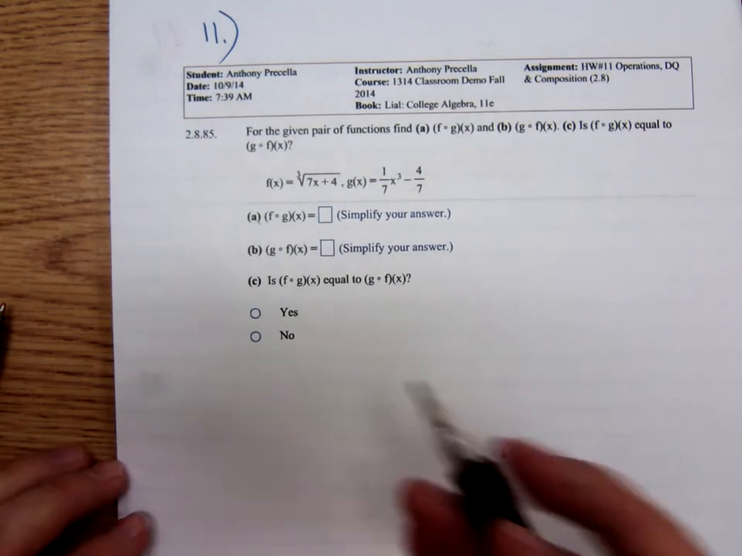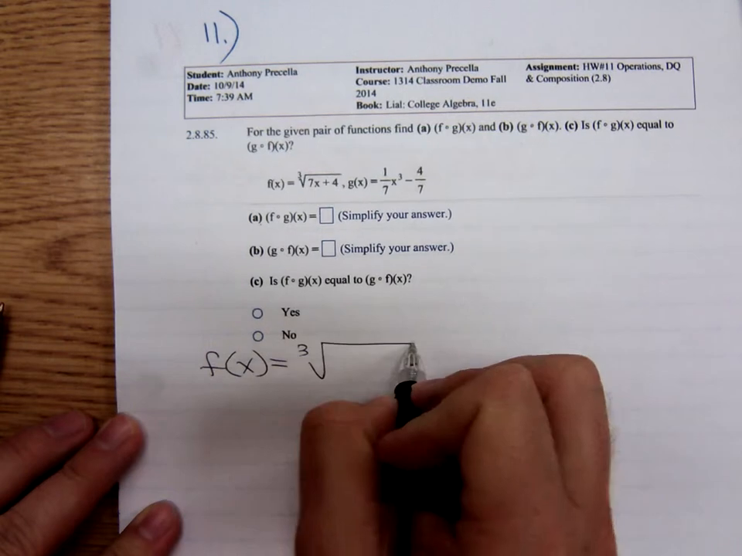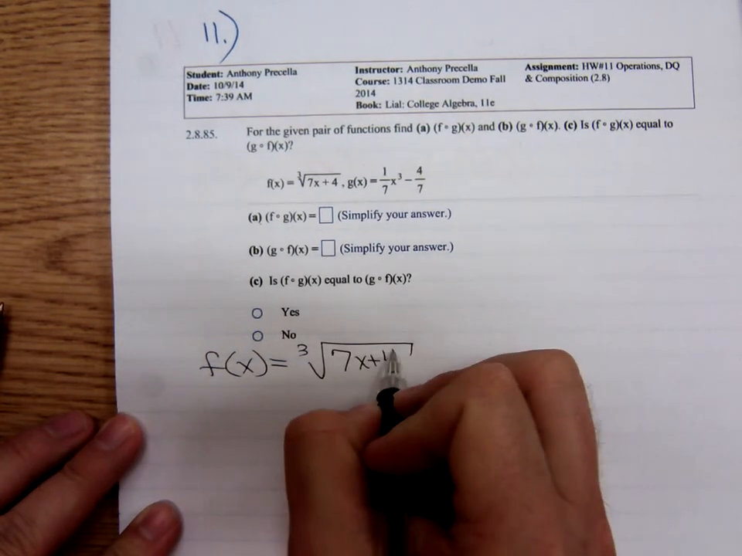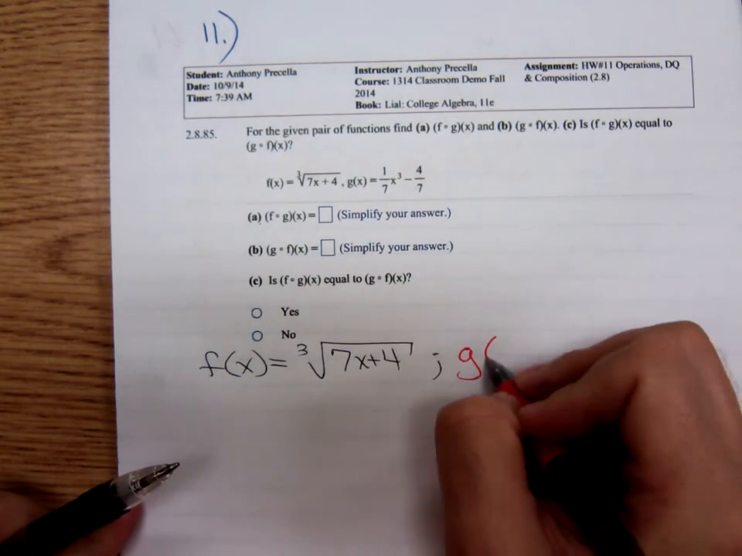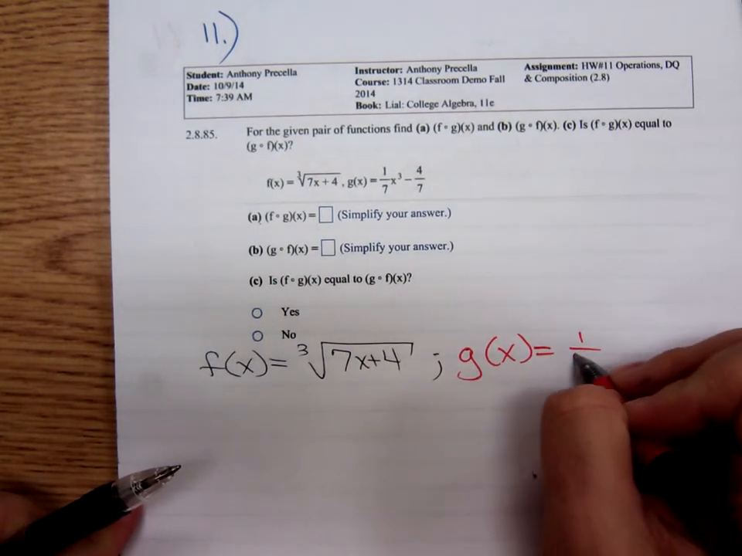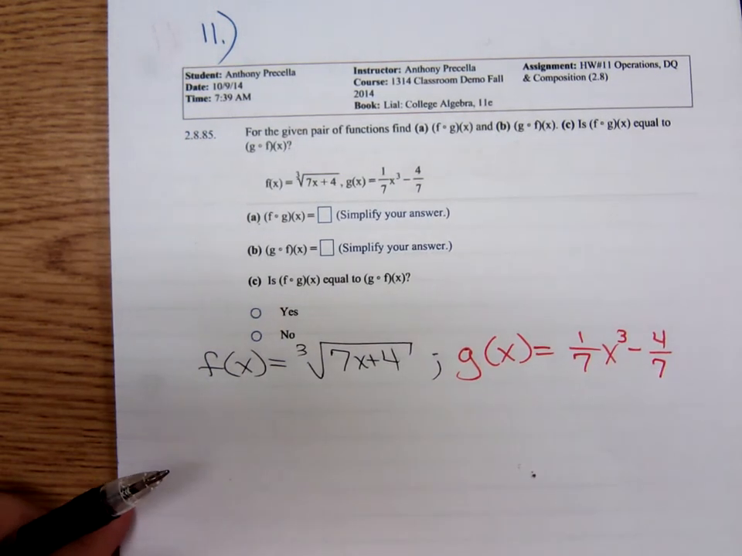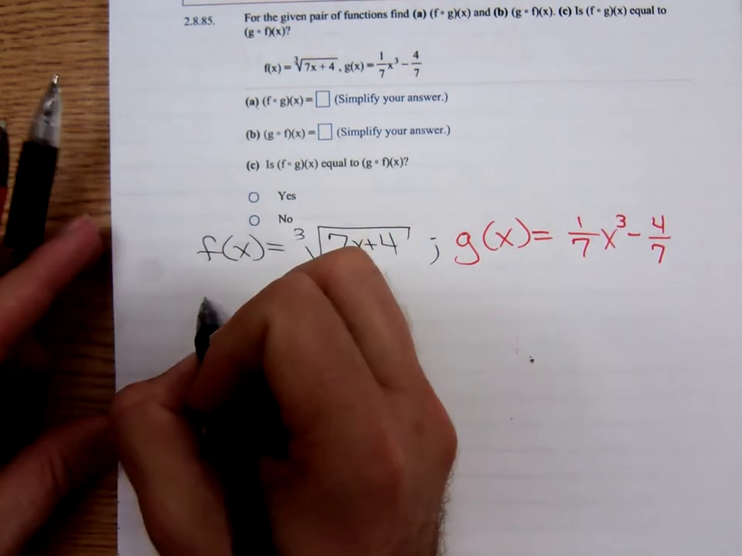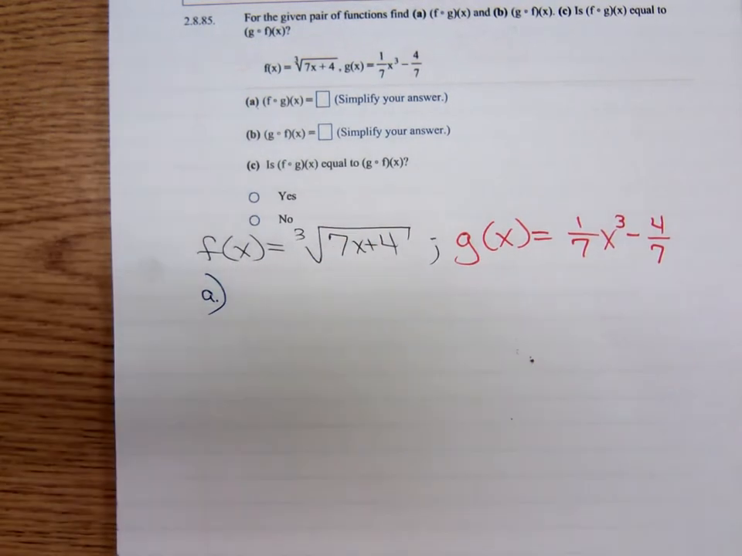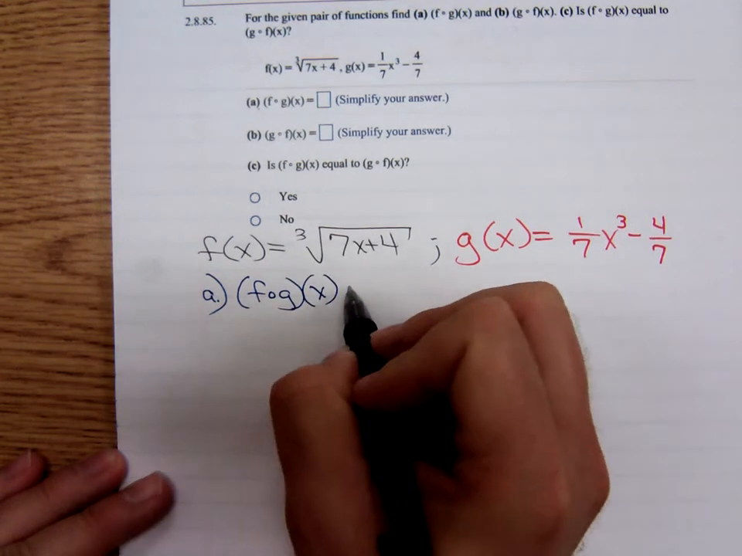So let me rewrite the functions. We have f of x equals the cube root of 7x plus 4, and g of x equals 1/7 x cubed minus 4/7. Let's find f composed with g of x first. This is part A. F composed with g of x.